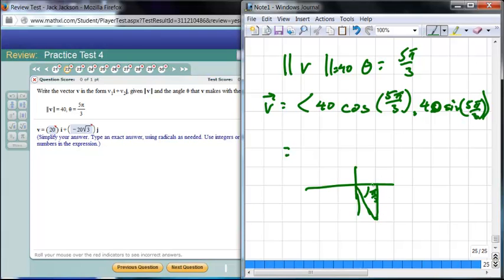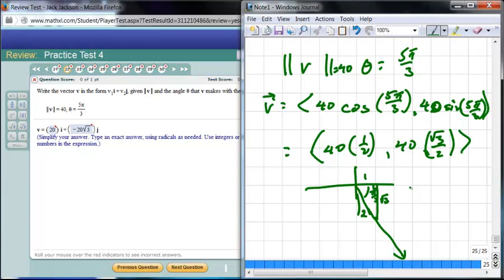If I make this radius 2, this is square root of 3, this is 1. Now the actual vector is considerably longer than that. It goes off the screen here because it's 40 times that. But I can get the cosine off of this. The cosine is 1/2, and the sine is square root of 3 over 2. Multiply out, you get 20, and then 20 square root of 3. In the quadrant we're in, sine is negative, cosine is positive, so this one's actually a negative. And of course you might see that written as 20i minus 20 square root of 3j, which is how they've done it here.